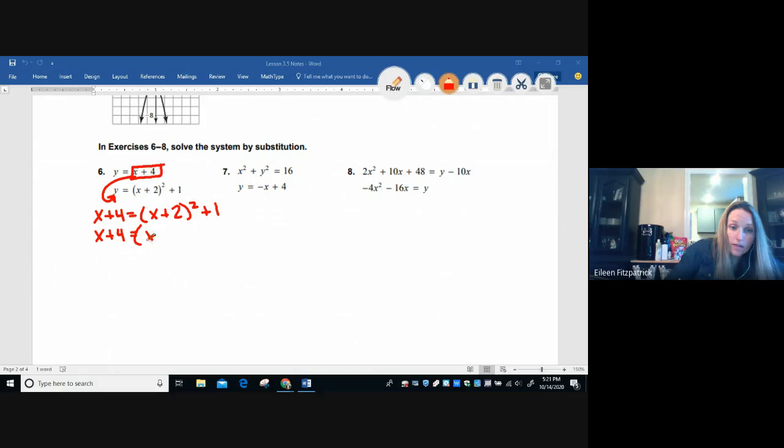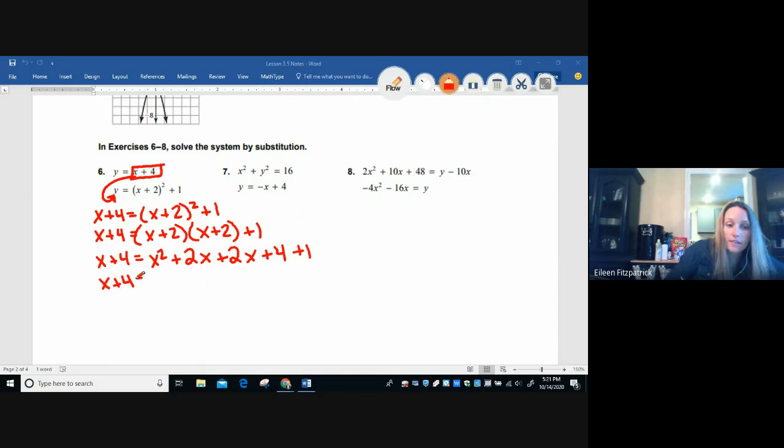distribution. Don't forget your equal signs. So you have x plus 2 times x plus 2, right, because we're going to FOIL. So I have x plus 4 equals x times x is x squared, x times 2 is 2x, 2 times x is 2x, 2 times 2 is 4, and then that plus 1. Combining like terms on that right-hand side, you have x squared plus, that's going to be 4x plus 5.